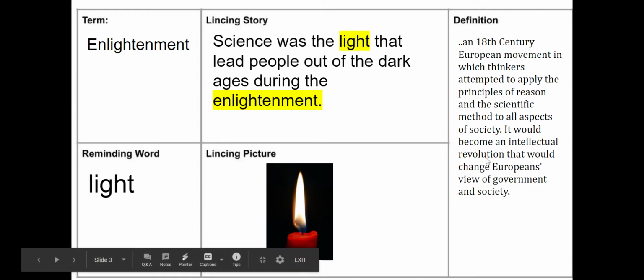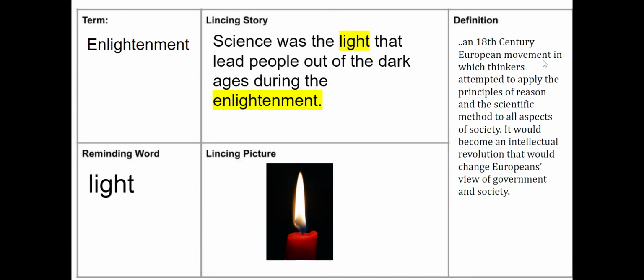Now, here's the definition over here. I took this from my history notes, right? An 18th century movement in which thinkers attempted to apply the principles of reason and scientific method to all aspects of society. It would become an intellectual revolution that would change the Europeans' view of government. So I kind of think to myself, okay, this is a movement. It's a group of people who use science and reasoning, and it changed the European viewpoint.